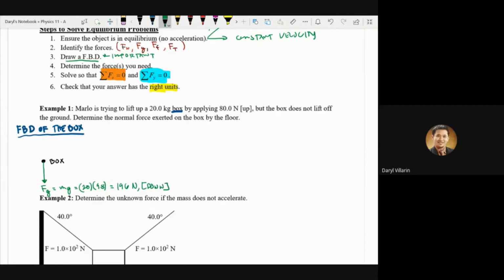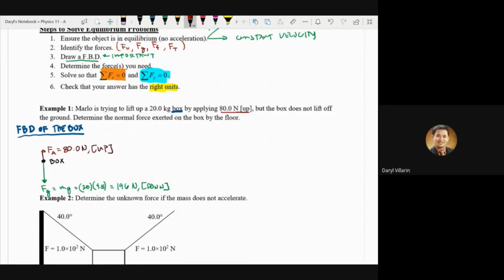Okay. So now, what else? Well, if you can see here, I apply a force upward. So therefore, there must be an upward force. I can call this one my FA, the applied force, which is upward, and the magnitude is 80.0 newtons up. Okay.